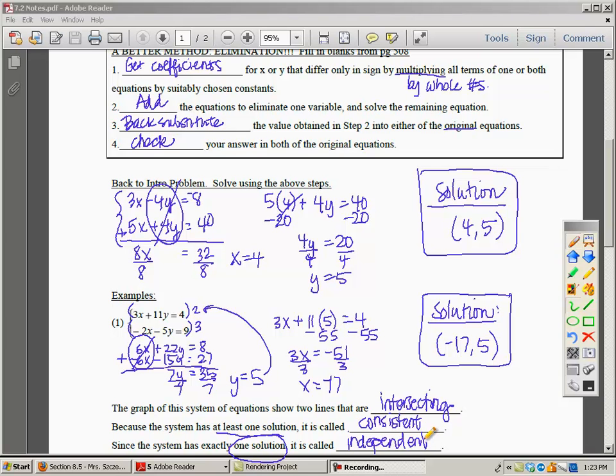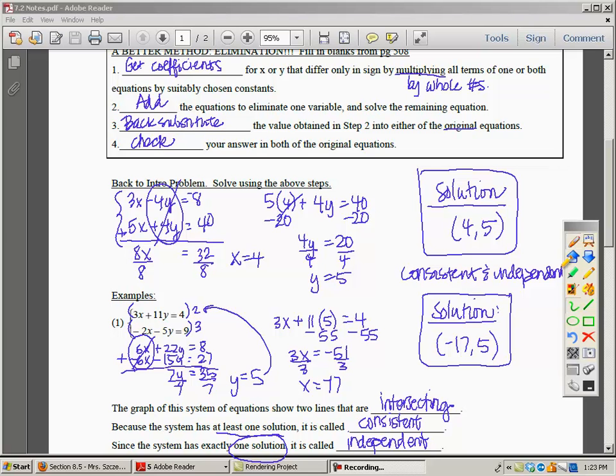Now, people ask, can I just say independent? The answer is no. When we classify these two systems, you have to give me both terms. The fact that it is consistent and independent. And so we want to see both. So just keep that in mind as you're going through. Okay? Now, we're going to do a couple other examples.